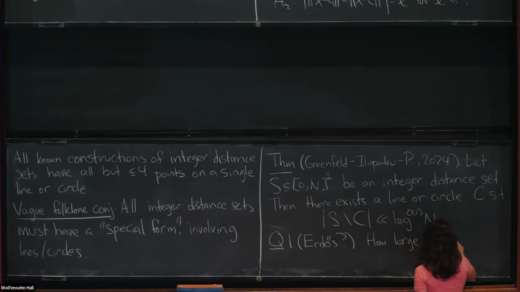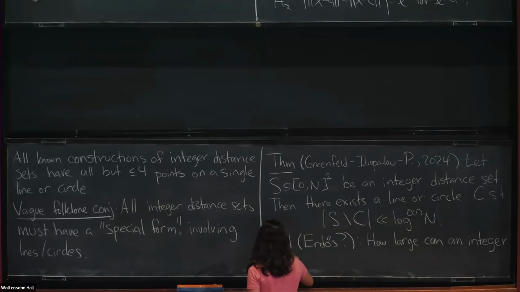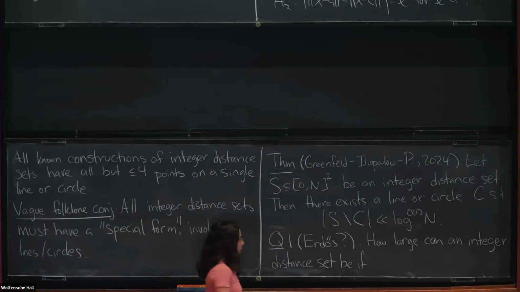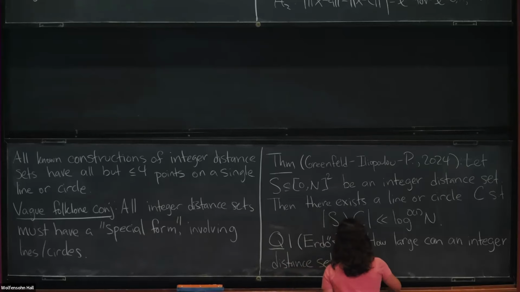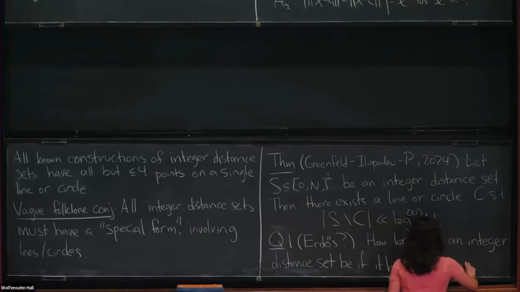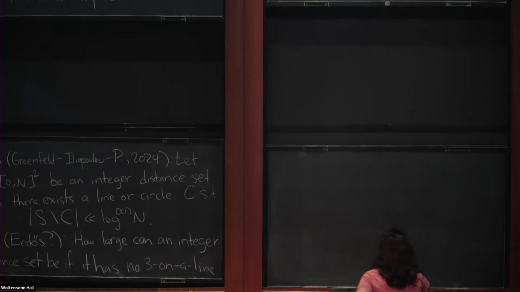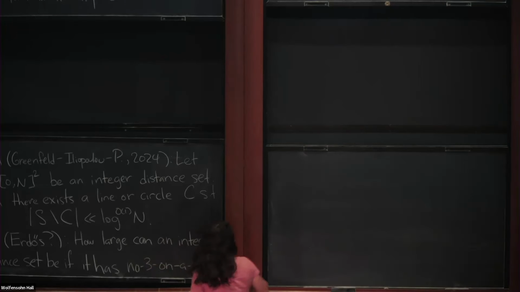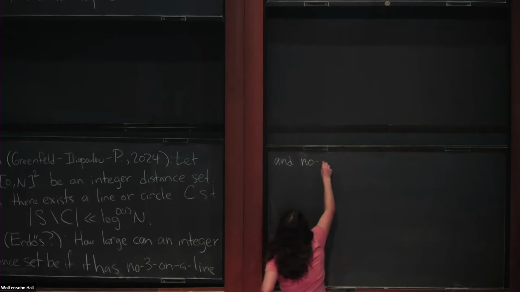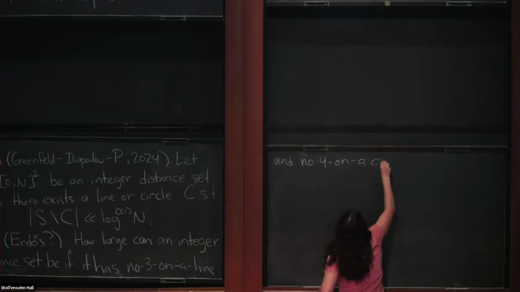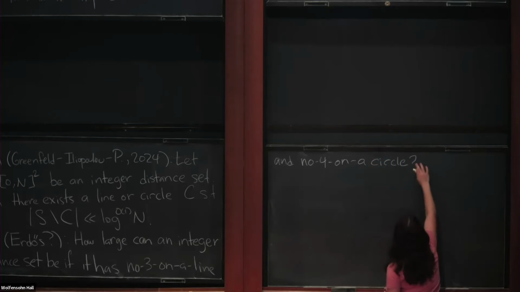can an integer distance set be if it has no 3 points on a line and no 3 points on a circle. All right, so what was known about this question?